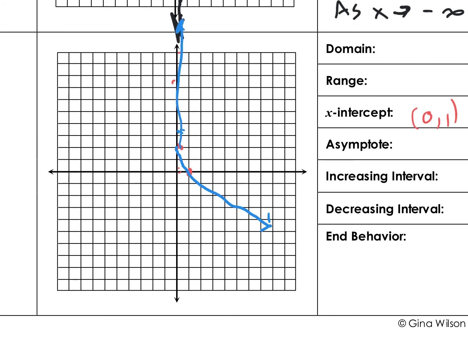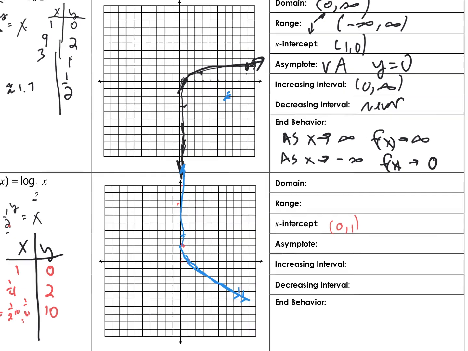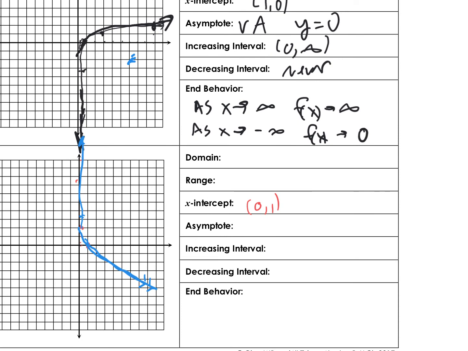Asymptotic to the y-axis. It's going to continue out something like this. It's just the flip of this one here, if you think about it. So the domain, again, starts at 0, goes to infinity. The range is going to be all real numbers.